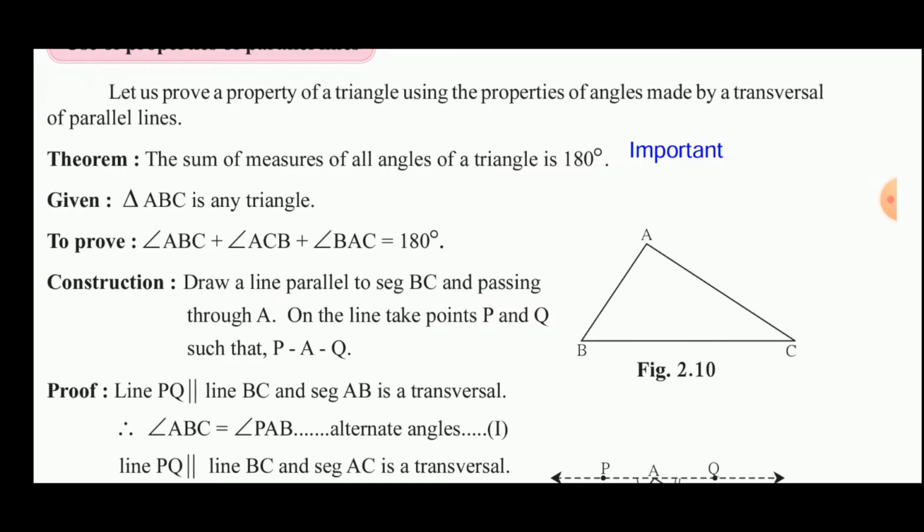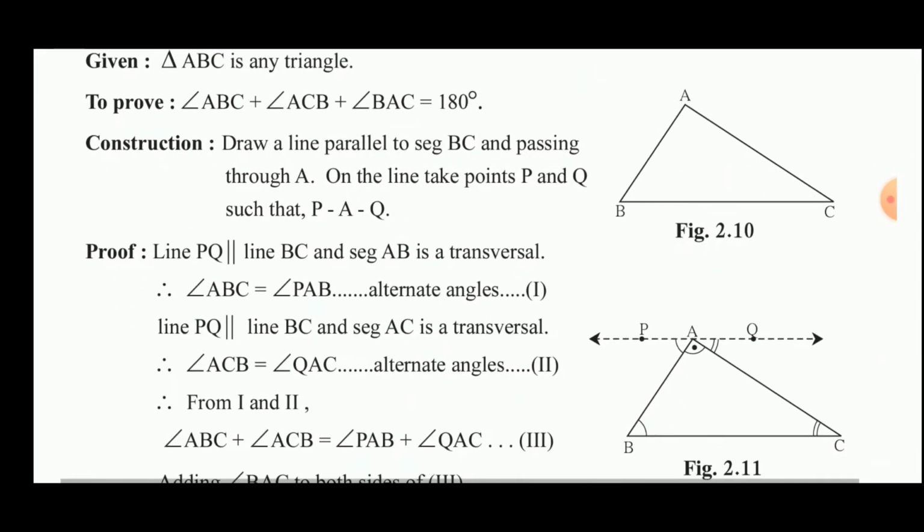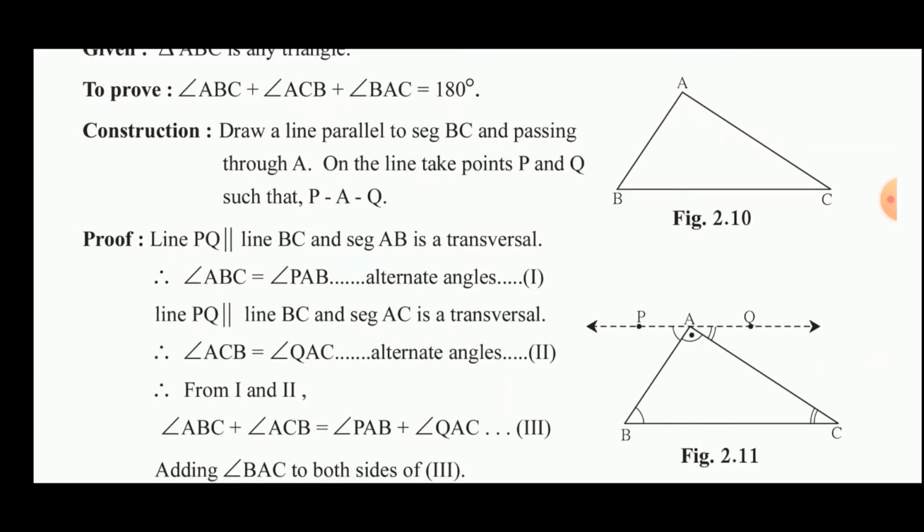Now draw the line parallel to BC and passing through A. See, this way you have to do the construction. On the line passing through A, take the points P and Q such that A lies between P and Q. Now let us see the proof.